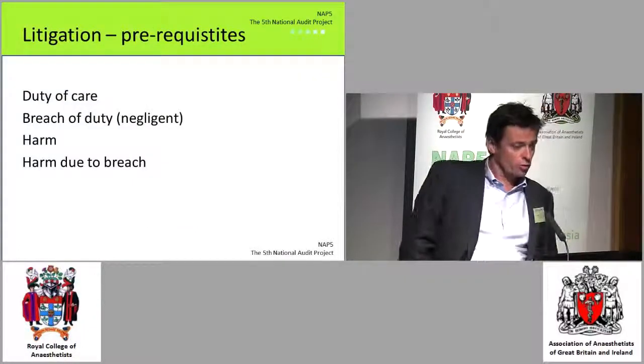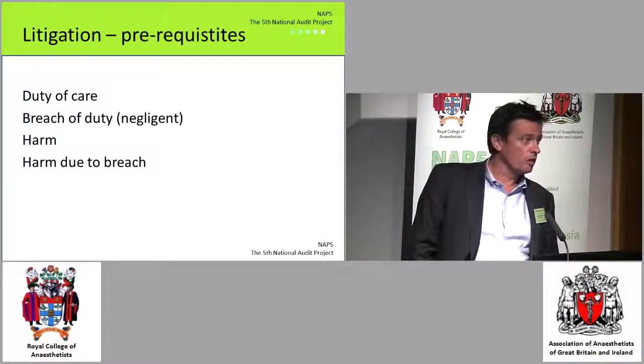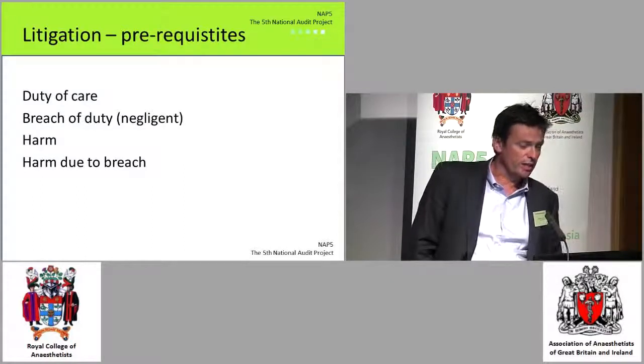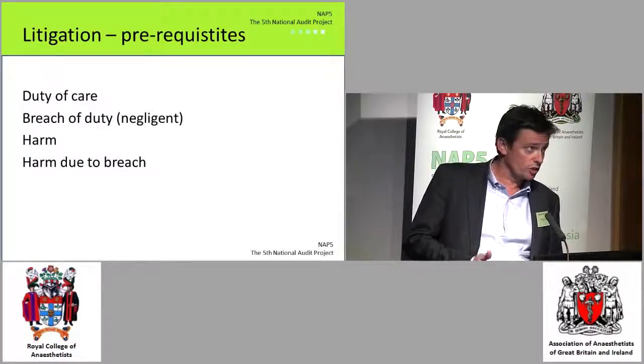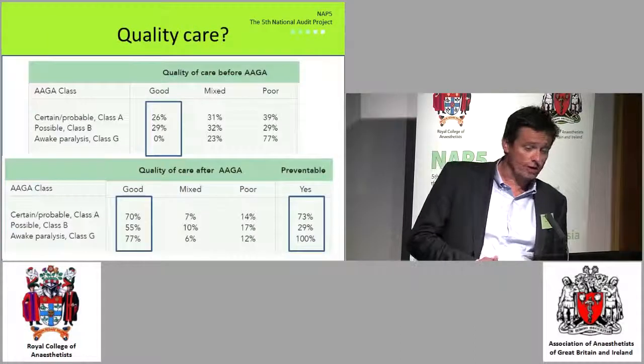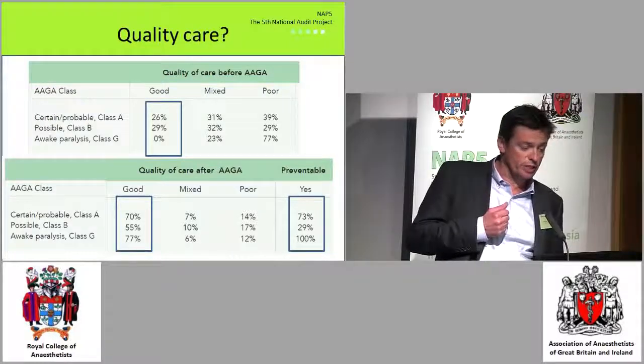If someone wants to sue me, what do they need to show? They need to show I had a duty of care, which, as I'm anaesthetising them, I have. They have to show that I've breached that duty of care in a negligent manner. They need to show that they have been harmed and that the harm has been due to a breach. Now, this raises the question about awareness cases, whether around the quality of care. We'll come to res ipsa loquitur in a minute.